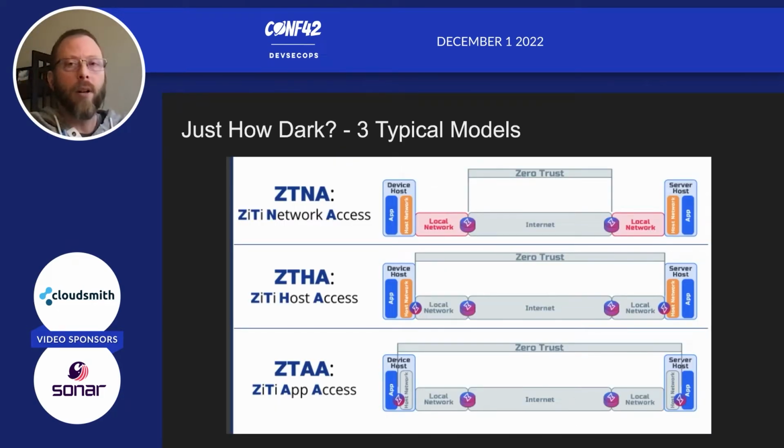All right, so just how dark can we get with this? Typically there's three different models. We call it the network access, host access, or application access. And each one of these gets a little bit more secure, gets a little bit tighter lockdown the farther we go. But let's dig into this.